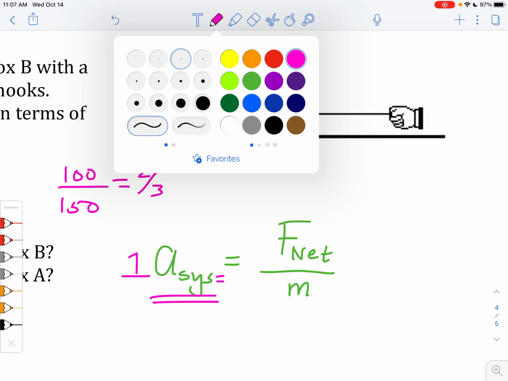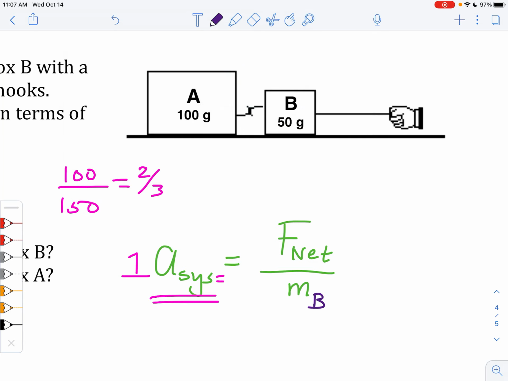So let's change to a different color here. If I want to know what the net force on B is, again, the acceleration of B is the same. So for B, the mass of B is 50, and the total mass of the system is 150. So B's mass is equal to 1/3 the mass of the system. I think you get the idea. The idea here is what's important. So the F net on B is 1/3.